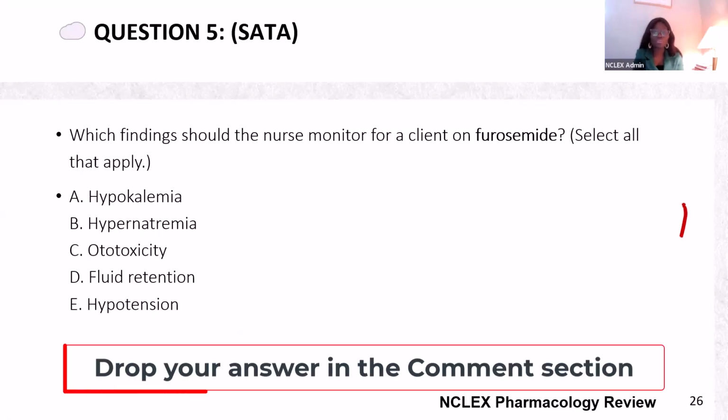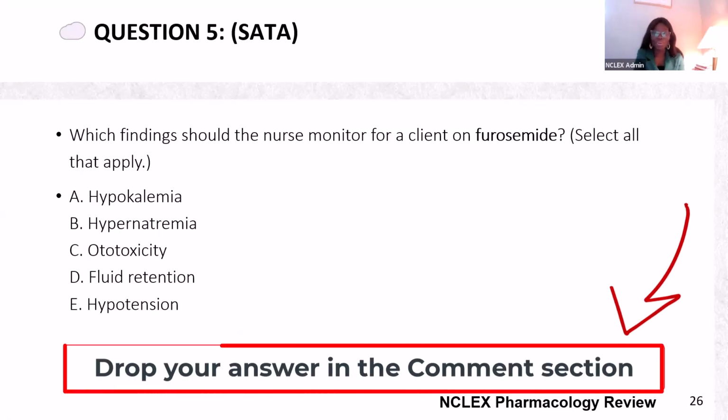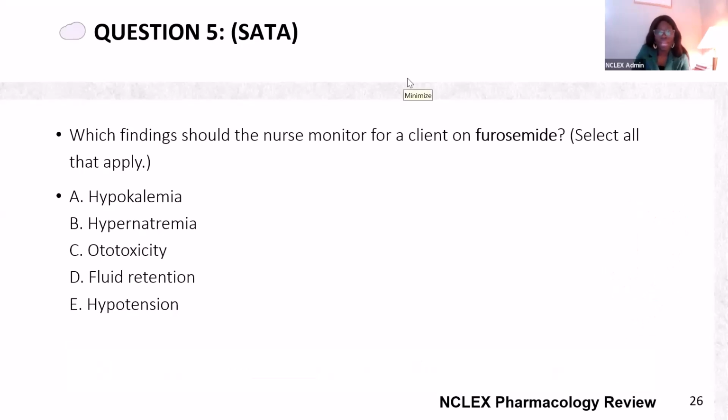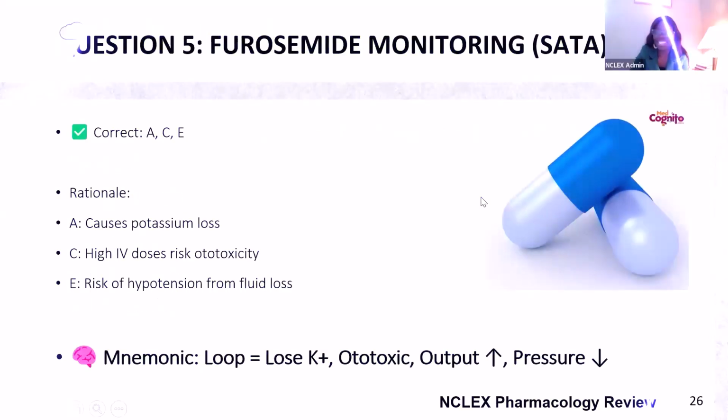So what are you going for? Let's go. Leave your answer in the chat box. You are all doing so well today. Okay, I got A from Peace, hypokalemia. So you select all that apply, so you can choose more than one. A, C, E, A and E. Okay, let's see who got this one. A, C, E, yes. It's A, C, and E.